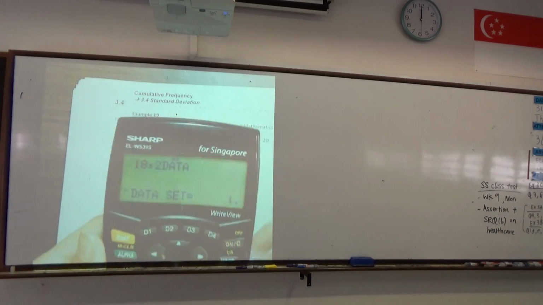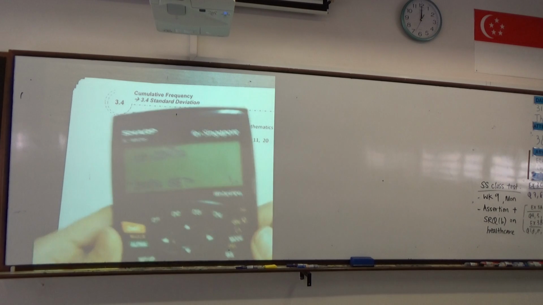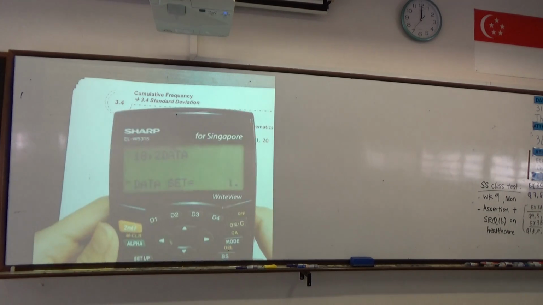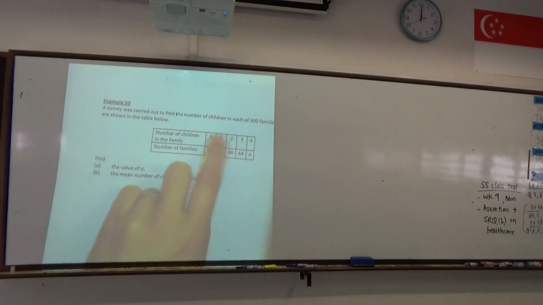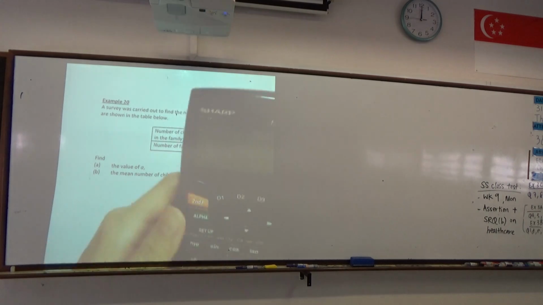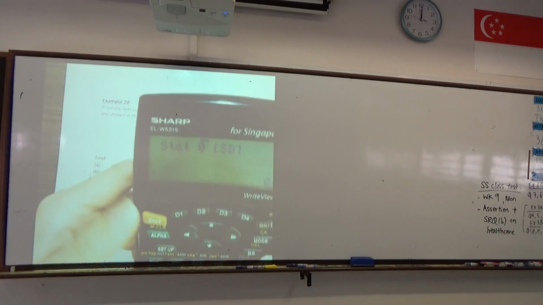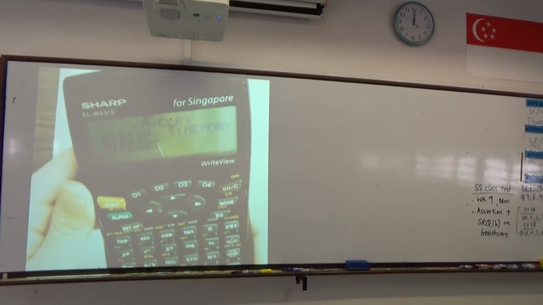So for Sharp, there's no need for you to switch frequency on or off and all that. You can just key in accordingly. It will be easier when you go to example 20. So the steps to follow for Sharp are somehow easier. I think I will just stop here first, later on I will continue.